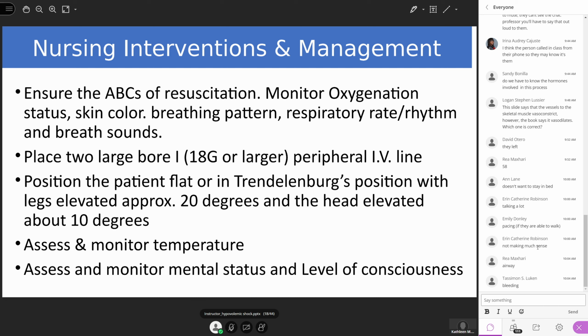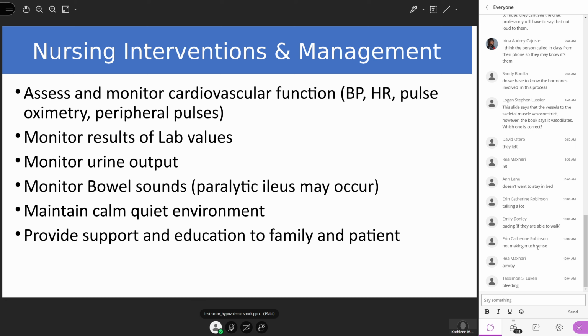So nursing interventions and management continue. Of course, you're going to be assessing and monitoring the cardiovascular function, the blood pressure, heart rate, pulse, peripheral pulses. Peripheral pulses are important, right? If they're weak and they're 1+ or they're normal 2+, 3+, 4+, if they're bounding, you want to know what those peripheral pulses are. Or if you don't feel them, if it gets to such a point where there are no peripheral pulses, or they're very, very weak that you can't feel them.